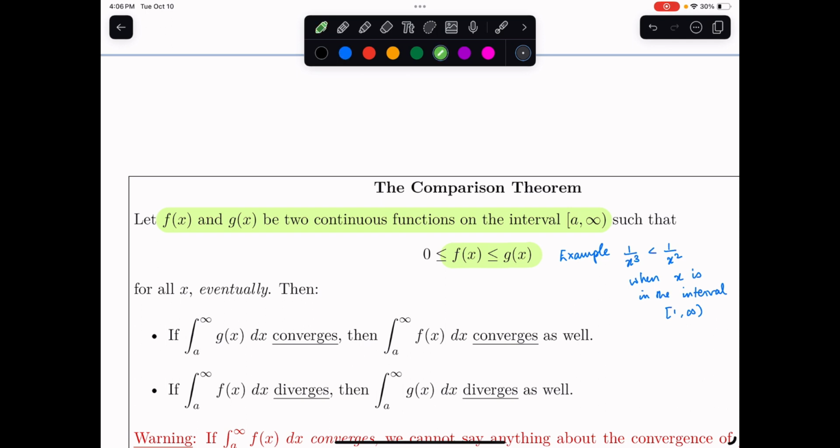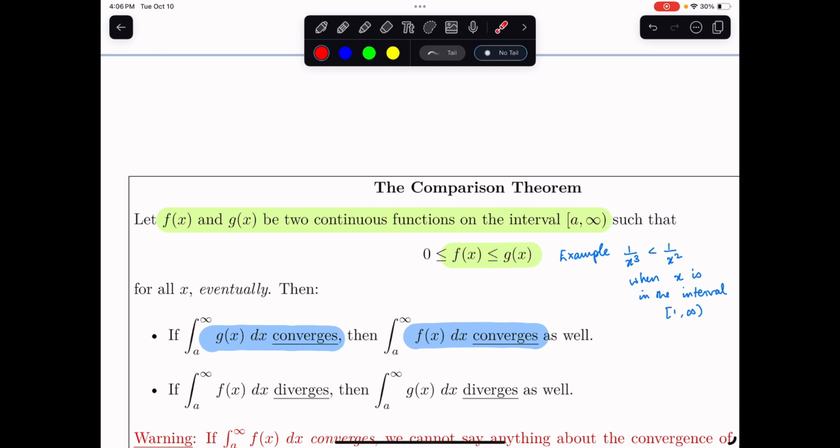Well, if the integral of g of x converges, then the integral of f of x must also converge. So think very carefully about what this is saying. Essentially, if I can prove that one of these functions is always less than the other function, so 1 over x cubed in this case is always less than 1 over x squared, then if the bigger function, g of x, has an integral that converges, then the smaller function, the integral of f of x, must also converge.